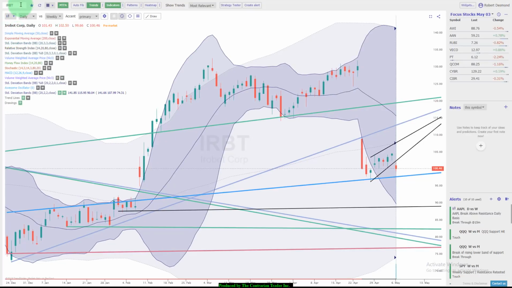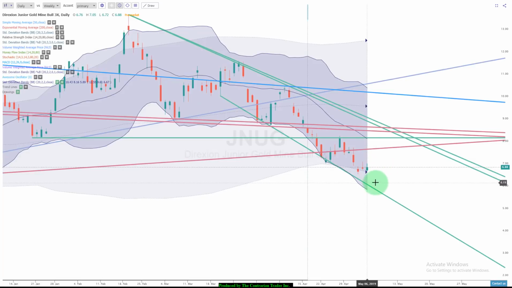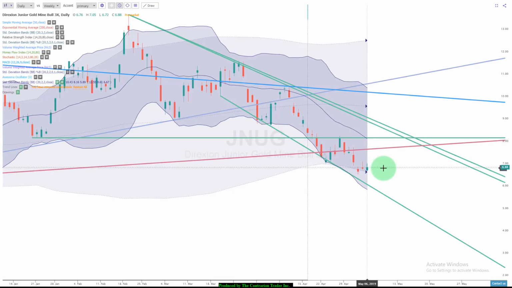Let's leave off with JNUG. All right, so clearly JNUG is in... let's get rid of these. I don't want to get rid of all the red ones. Okay, so clearly we are in a downtrend channel. Here's our lower band of the downtrend channel. Here's our upper band. We are flirting with the lower band of the downtrend channel, but honestly, what you're seeing here are topping tails on these candlesticks. Many of them, every time we rally, the rally gets sold.